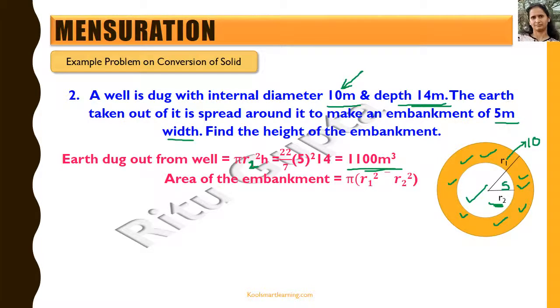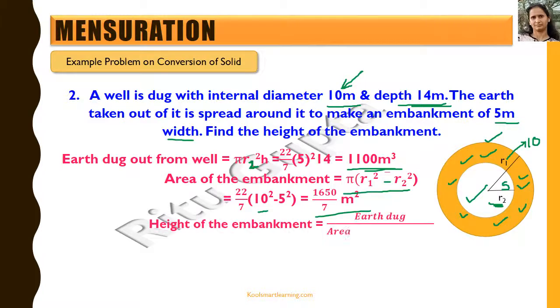Now the area of the embankment is equal to pi into r1 square minus r2 square, right? So this is how we'll find out the area of this yellow region. Pi into r1 square, which is the area of this external circle, minus pi r2 square, which is the area of the internal circle. So this becomes the area of the embankment, and this comes out to be 22 by 7 into 10 square minus 5 square, and this is 1650 by 7 meter square.